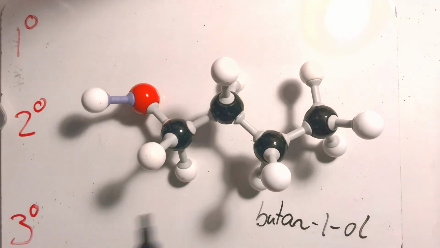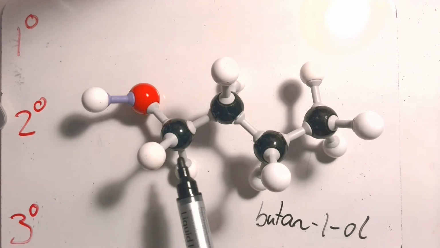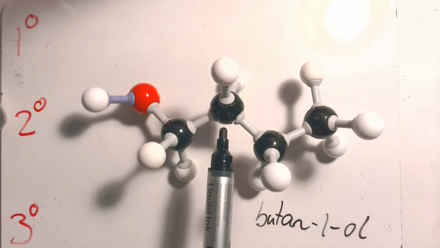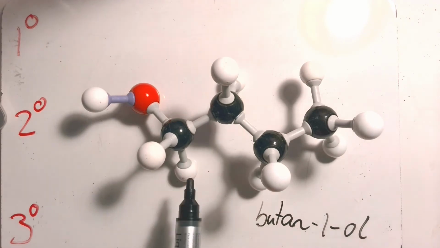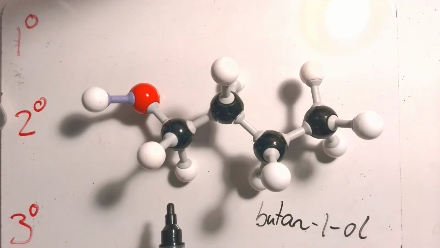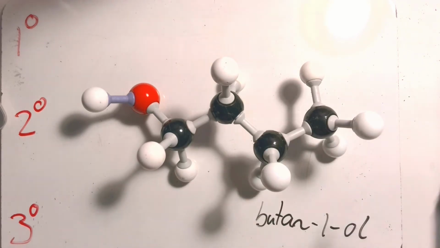So butan-1-ol is an example of a primary alcohol, and it's a primary alcohol because the carbon the OH group is bonded to is only bonded to one alkyl group, and it's bonded to 2 hydrogens in this case, but this could be a chlorine or something in any other molecule. So this would react in much the same way as other primary alcohols would do.